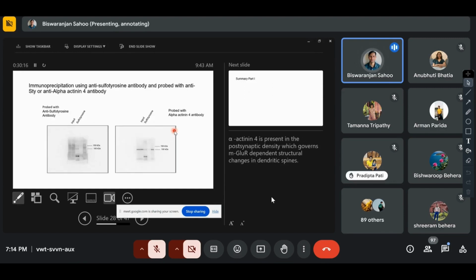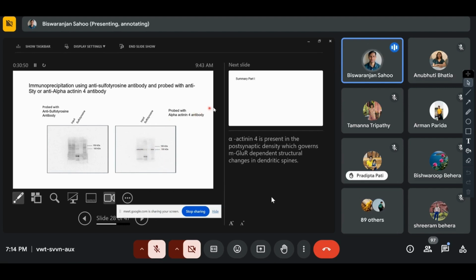And what we did, we reconfirmed. We used again the immunoprecipitation assay with the same antibody, just like the hippocampus samples. And this time, this is the 105 kD lower band, and we stripped the sulfotyrosine antibody and probed with the alpha-actinin 4 antibody. So basically you strip that antibody and your proteins are still there on the membrane.